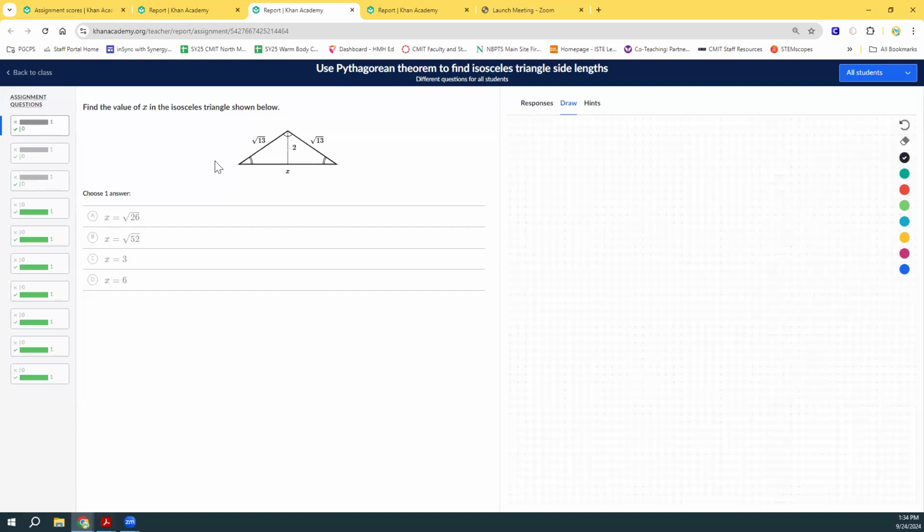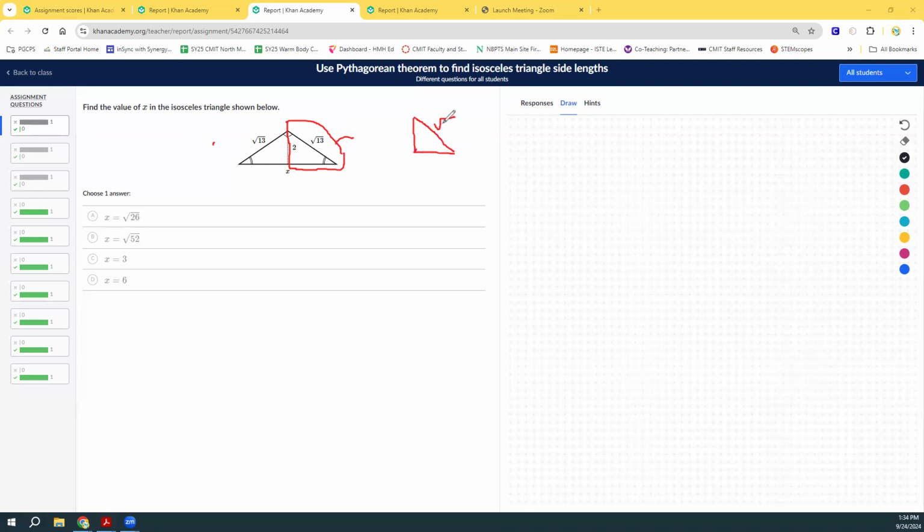Isosceles triangles. This one looks a little tough, but what we need to do is remember we're talking about right triangles, right? So this is not a right triangle, but half of it is. This side, so I'm going to take and redraw that.